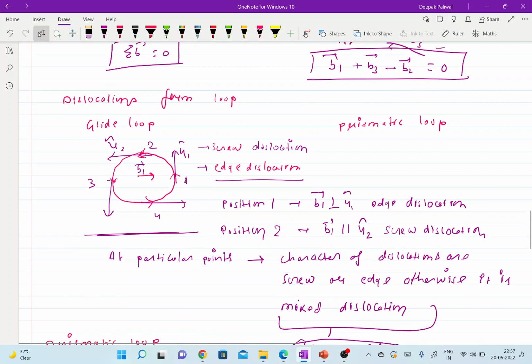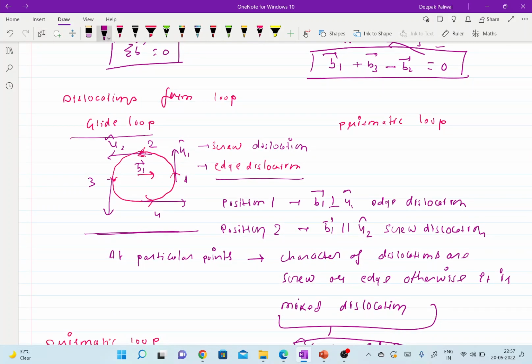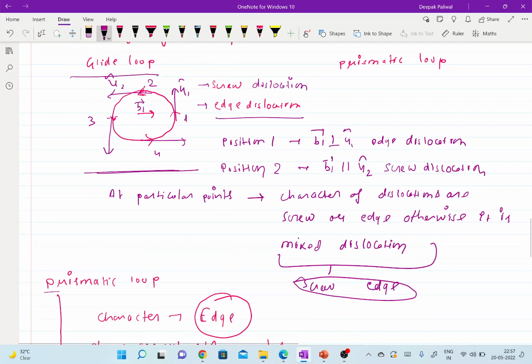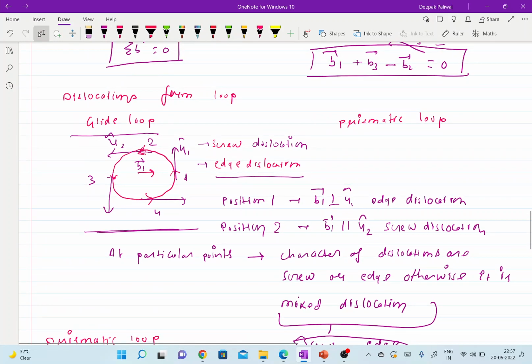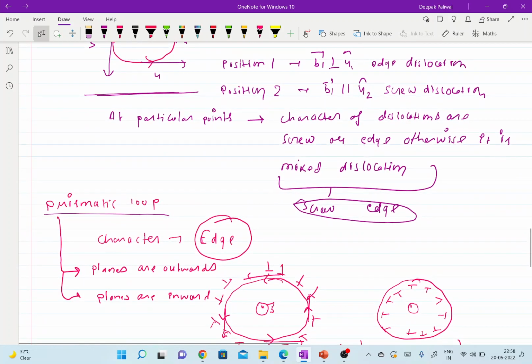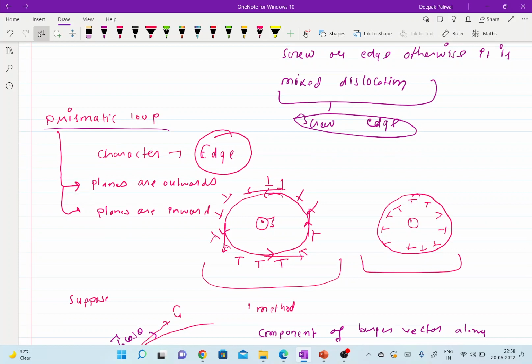Then we talked about the various loops. One is the glide loop, another one is the prismatic loop. In the glide loop, both edge dislocation and screw dislocation characteristics are present, and only at some specific points do we have pure edge character and screw character. And in the prismatic loop, we have only edge character, in which two types of conditions are possible, one where the planes are outward and another where the planes are inward.